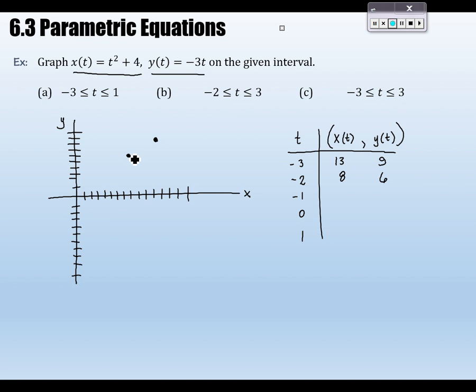What'd you get for negative 1? 5 comma 3. And for 0, and 1 is 5 comma negative 3. Okay, great.